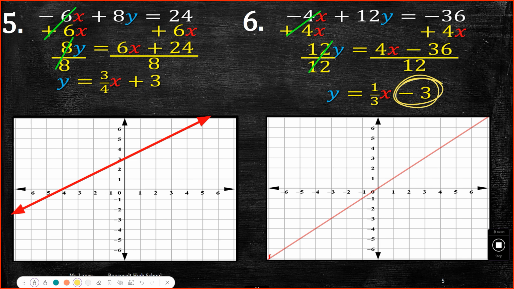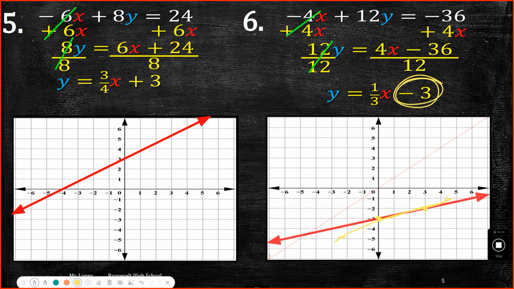This time it is going to shift down 3. The y-intercept is down 3. And then rise up 1/3. There it is, something like that. Moving on, next.